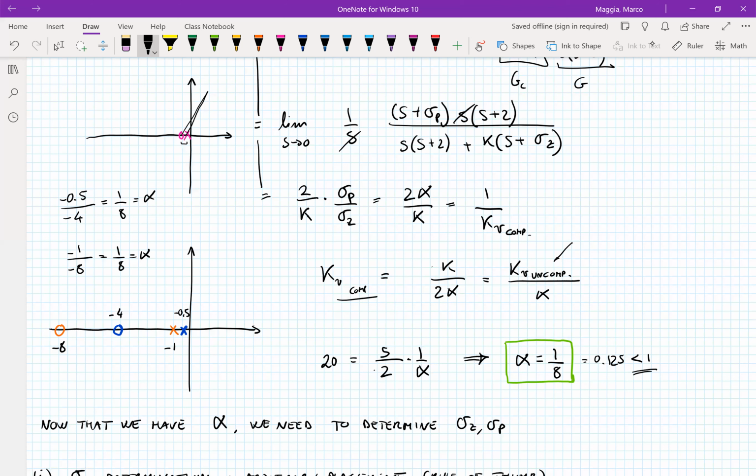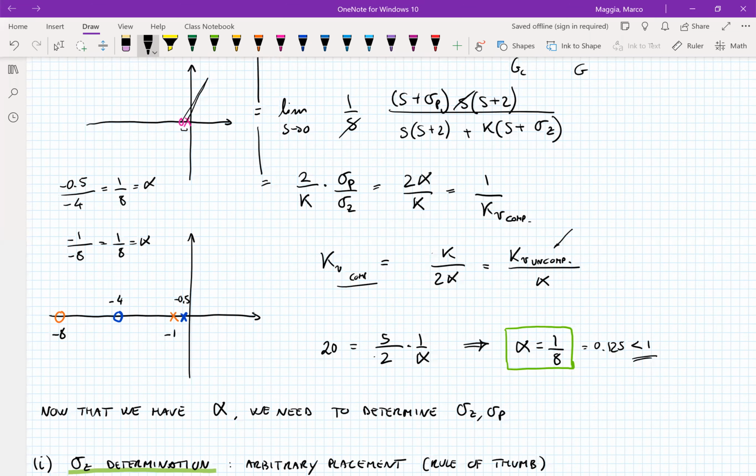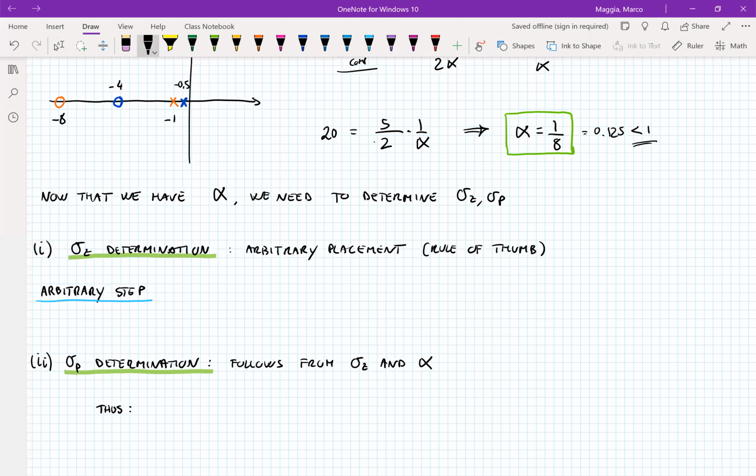So how do we determine what is a good choice? Well, once again, here we have this rule of thumb that tells us to pick sigma z as the real part of our dominant poles divided by 50. Again, this is a rule of thumb. It could be divided by 60, 70, 40. You don't have to pick exactly 50. This is usually done though.